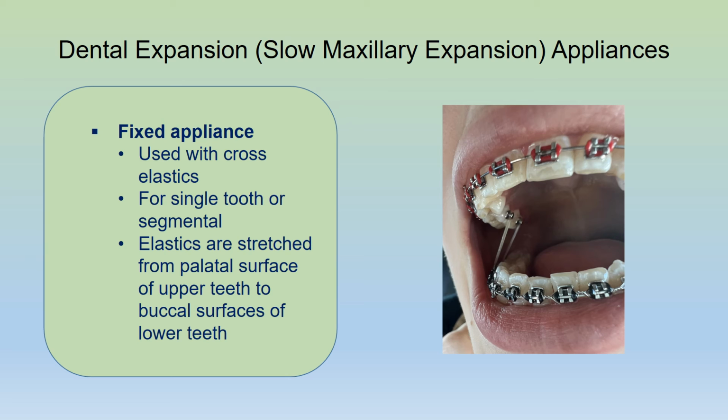Now the next group of appliances are fixed appliances. The fixed appliances can be used with cross elastics. It can be used to correct a single tooth or a segment of teeth. The elastics are stretched from the palatal surface of the upper teeth to the buccal surface of the lower teeth.